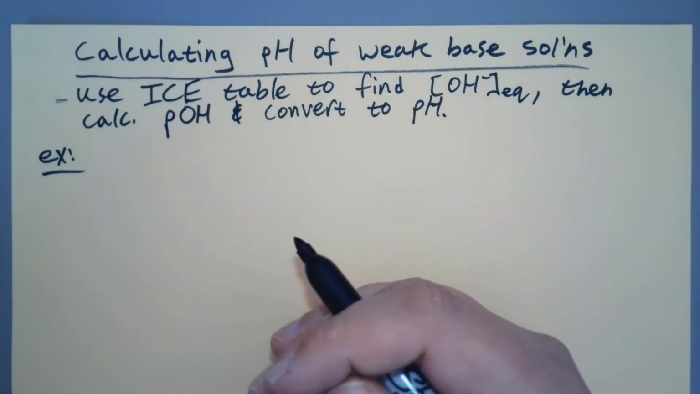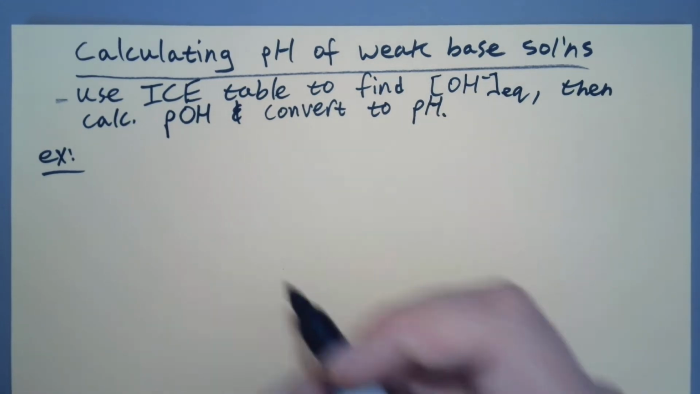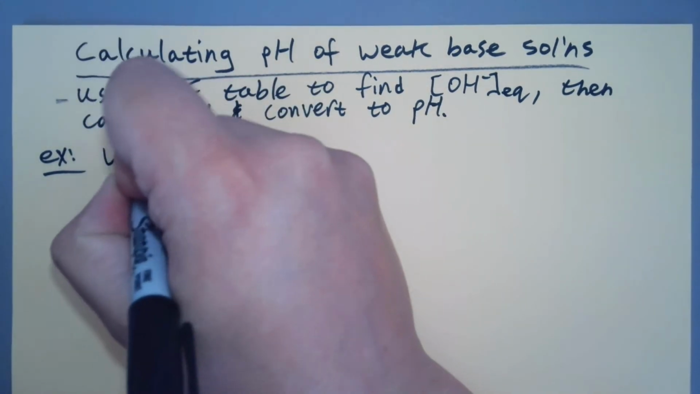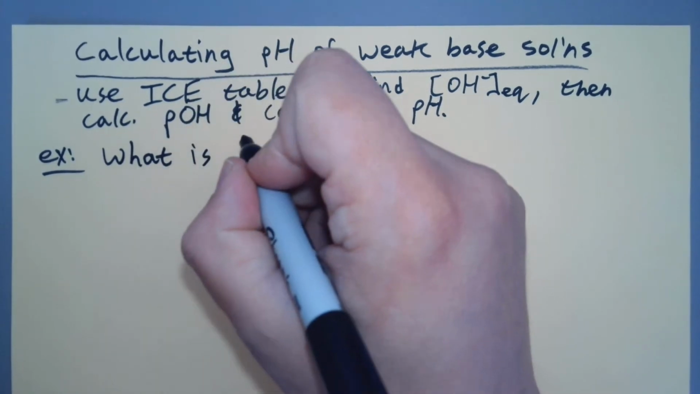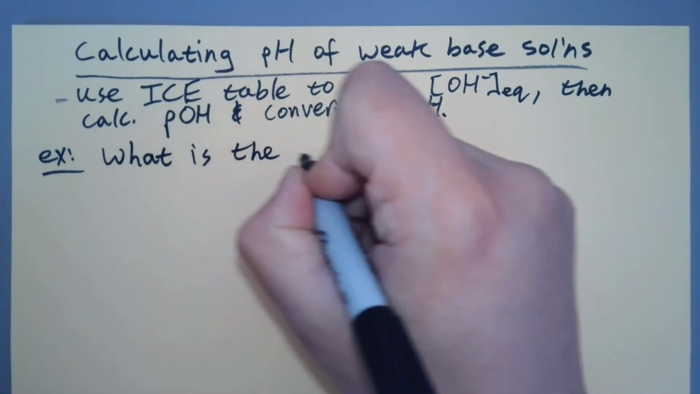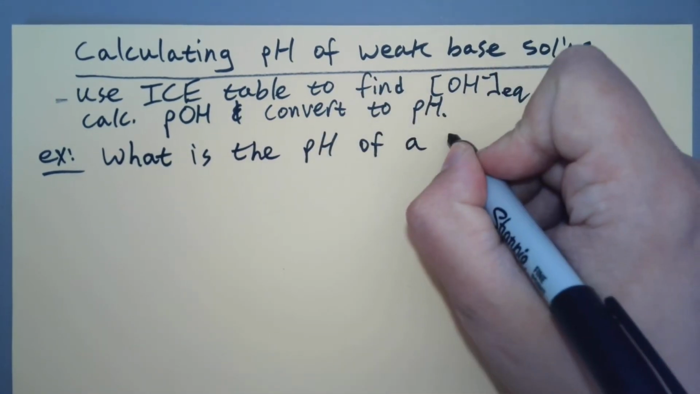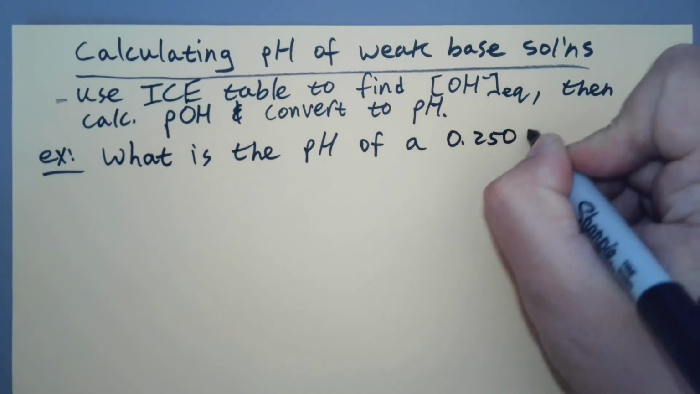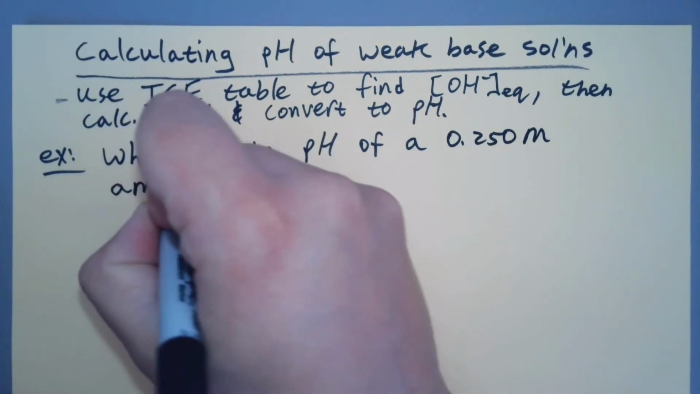Again, I'm not going to be very creative. You've seen this weak base equilibrium before. We're just going to bring numbers into it now. And then there's a really fun coincidence that cracks me up every time. I'll talk about that in a second. So what is the pH of a 0.250 molar ammonia solution, right? I've shown you ammonia a couple times.